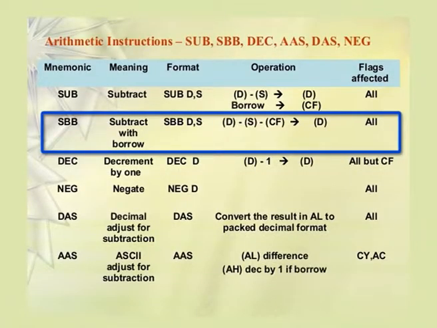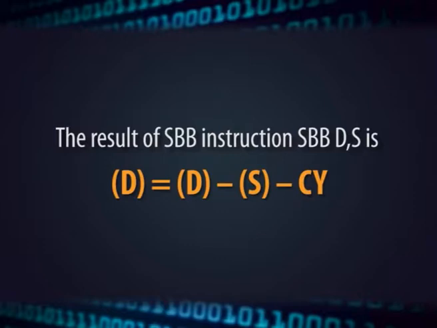A variant of SUB is SBB, which stands for subtract with borrow. The instruction is similar to SUB, the only difference being that it also subtracts the contents of the carry flag from the destination, designated as D. That is, the result of SBB D, S is D = D - S - carry.